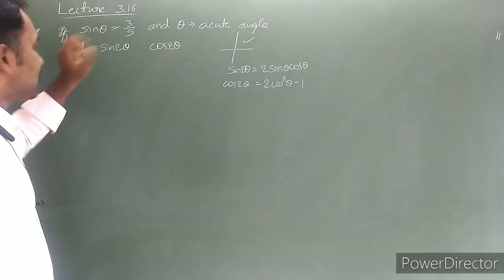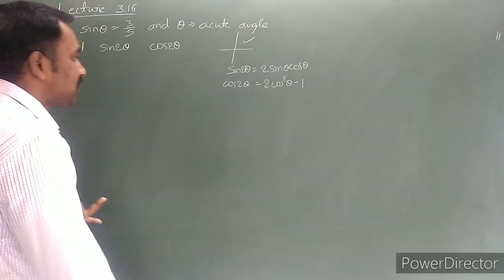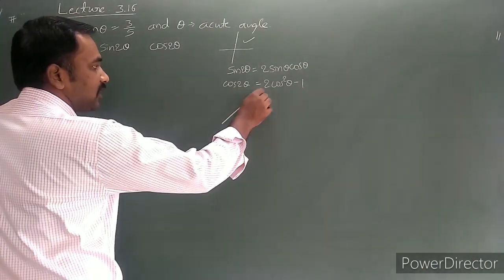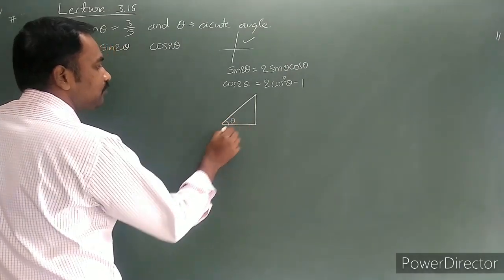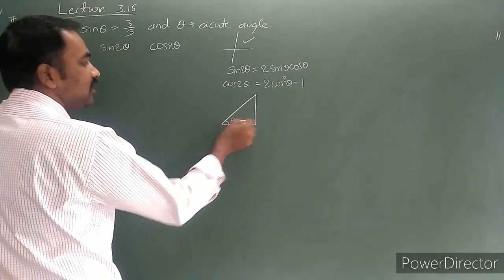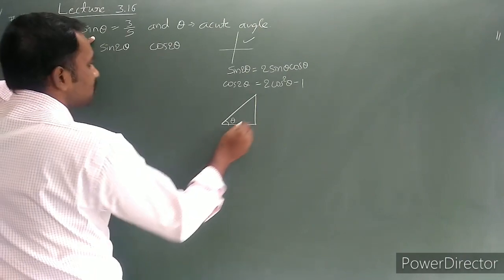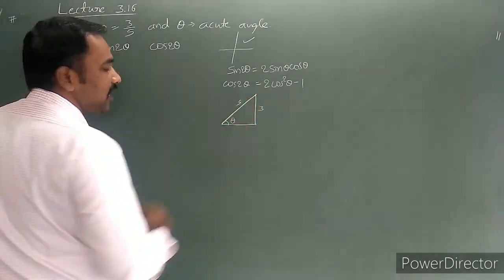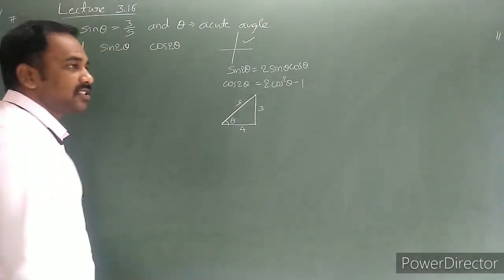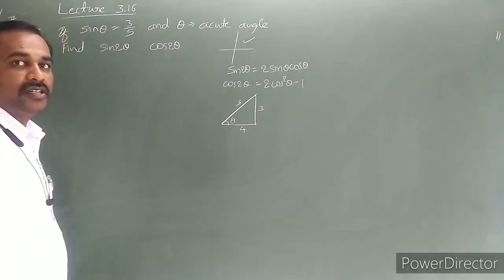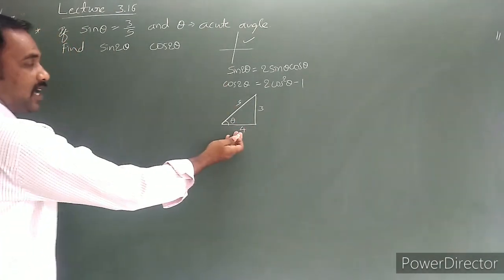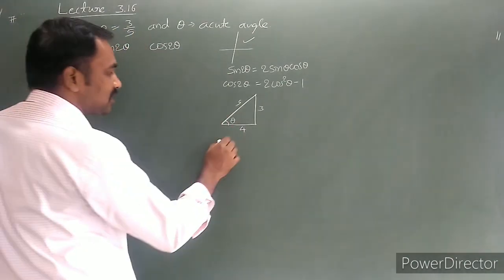Now, here sin theta is given, find the cos of theta. How to find the cos of theta? Right angle triangle. Suppose this is the angle theta, then the side opposite theta, by the sin theta definition, is opposite divided by hypotenuse. What is the adjacent side? The adjacent side will obviously be 4, because 3, 4, 5 are Pythagorean numbers. Triangle method or identity. What is the identity?